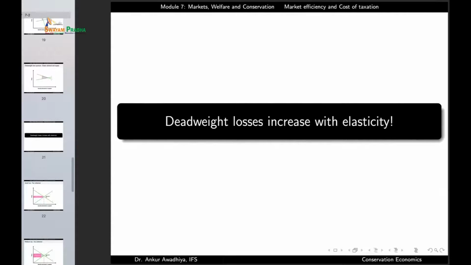So this is a result that we are observing, that if the quantum of the taxation or the size of the tax is kept the same, but if the elasticity of the demand and supply curves is changed, then we can observe that the deadweight losses will increase when demand and supply curves become more elastic. So this is the result that the deadweight losses increase with elasticity.